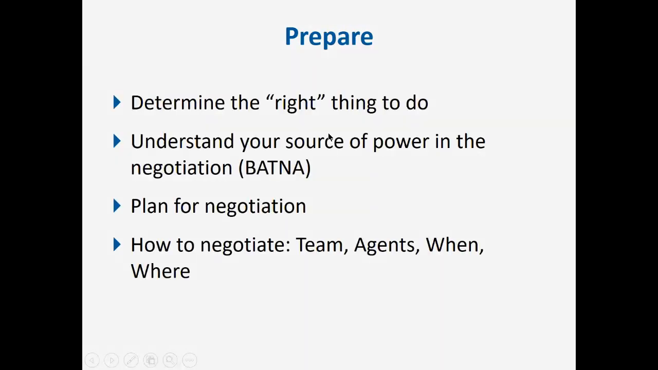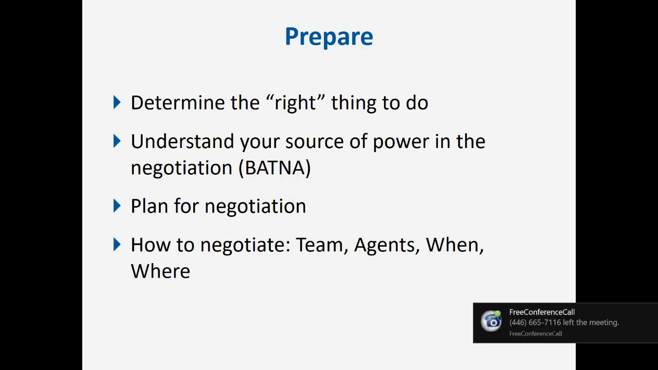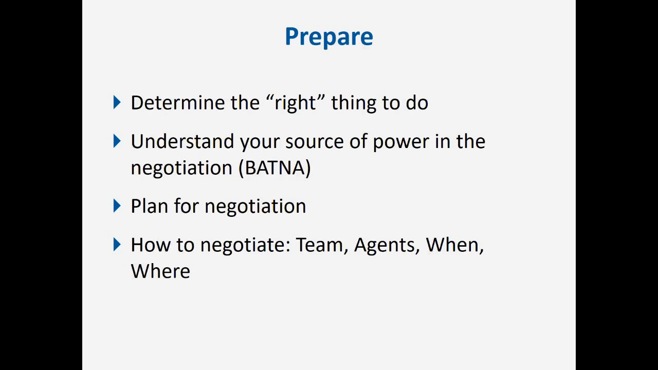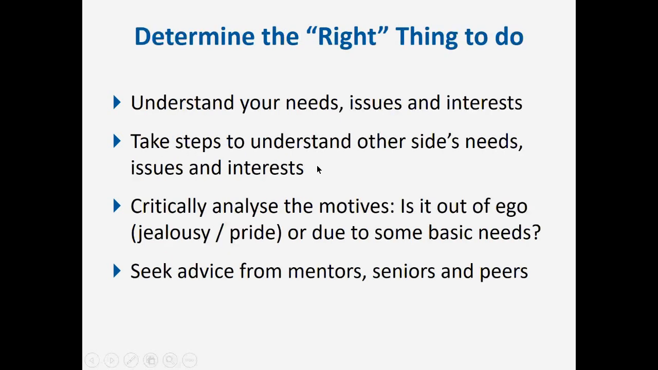So in the preparation phase, there are 4 things to do. So you first determine what is the right thing to do, not necessarily the thing that is beneficial for you. Then you look at BATNA, because negotiation as a concept is not complete if we don't discuss what BATNA is. Then how do you plan for a negotiation, and then how do you negotiate in general? Teams, agents, how do you? So thinking on steps like these. So what is the right thing to do?